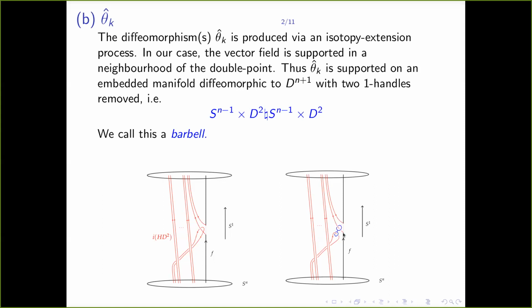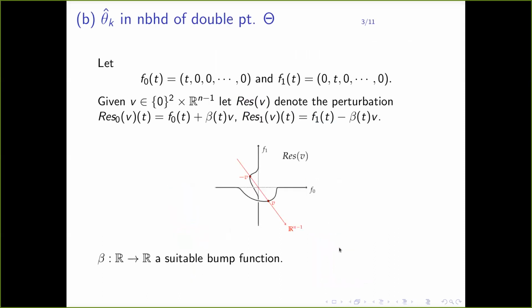And since our diffeomorphism was the identity on the embedding, a little neighborhood of the embedding, we've got a disk with two one-handles drilled out. So that we call a barbell, an Sn-1 cross D2 boundary connect sum with itself. So that's our schematic depiction of the barbell. So what I want to do is write down a formula for that diffeomorphism in the barbell, well, technically in that blue disk.